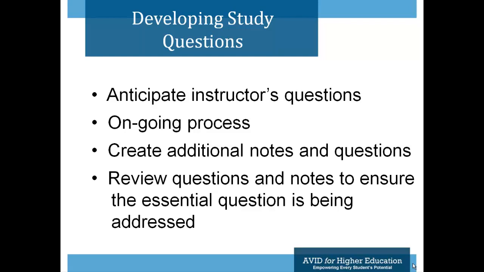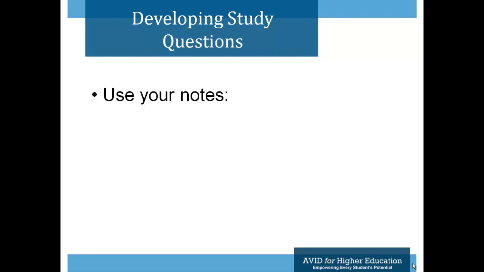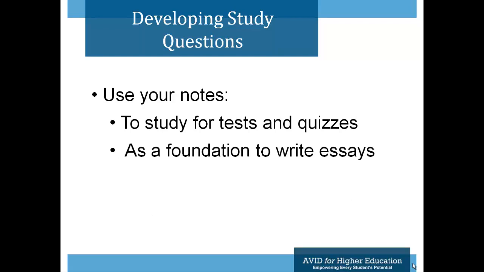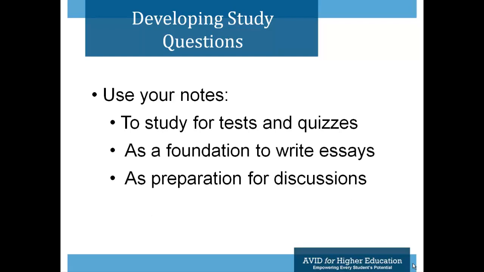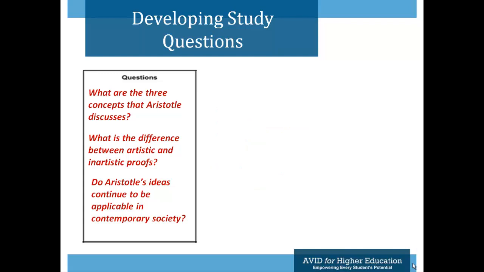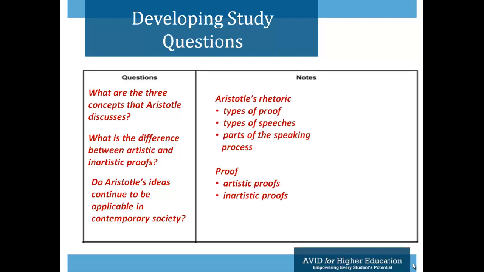Once you have completed and reviewed your notes, you can use your notes to study for tests and quizzes, as a foundation to write essays, as preparation for a discussion, or to complete a project. One very useful way to use Cornell Notes as a study tool is to fold the paper, revealing only the questions. You can ask yourself the questions and then check the answers by flipping to the notes side. In this way, you are interacting with your notes and reactivating important information.